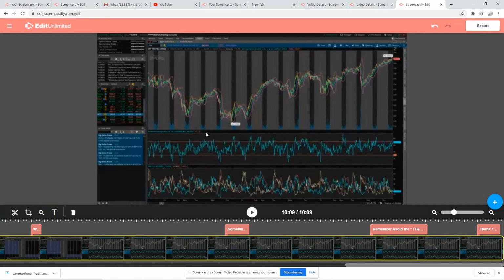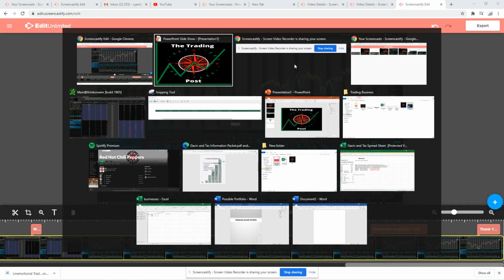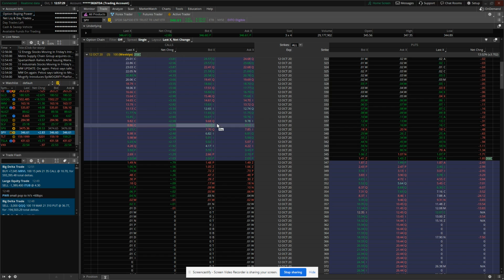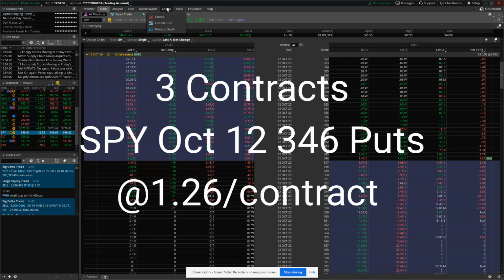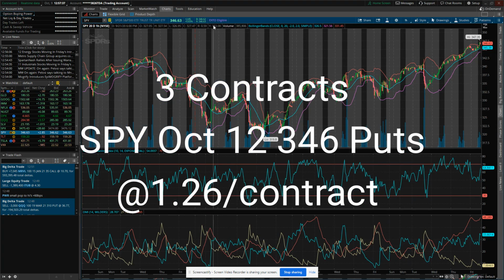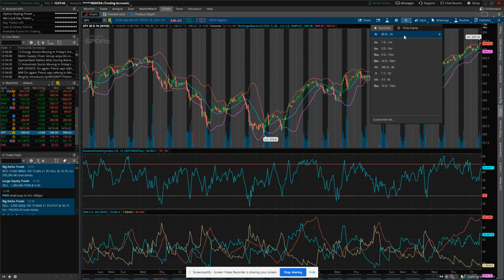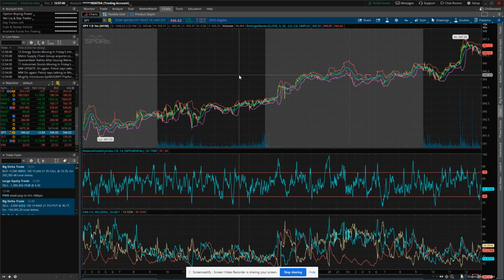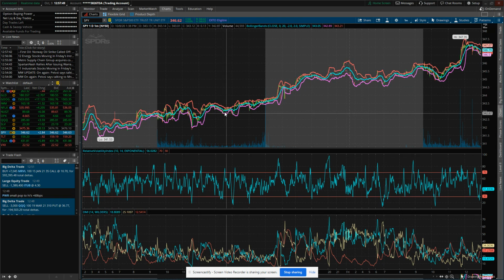So we have our Thinkorswim app right here, and we did a trade. We bought three contracts at 126. So let's zoom in a little bit. This is a 1 minute, 1 day chart.